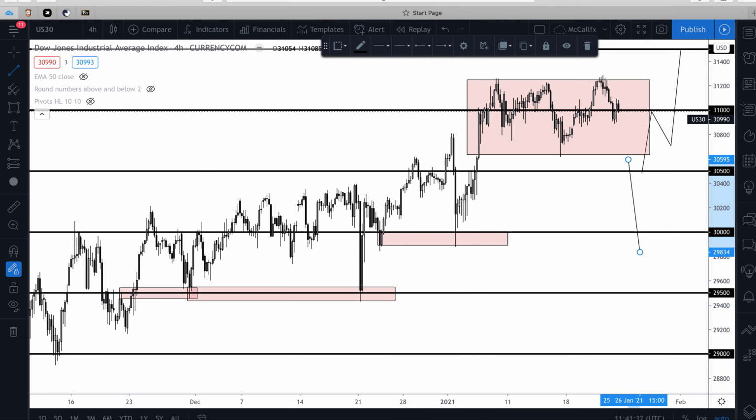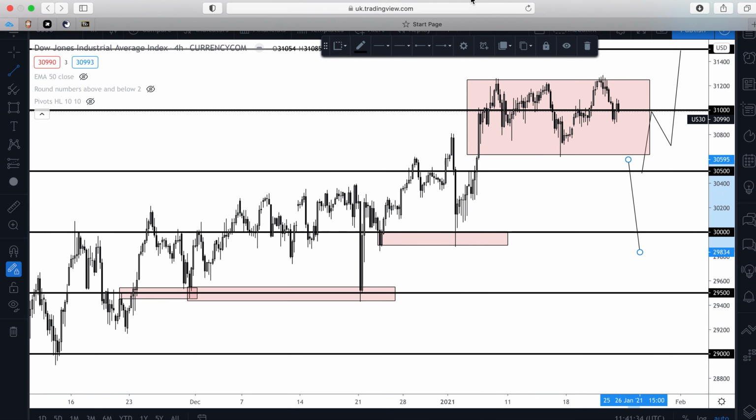So this is the easiest strategy that you can find on YouTube on how to trade US 30, and you can actually apply this in AS 100.